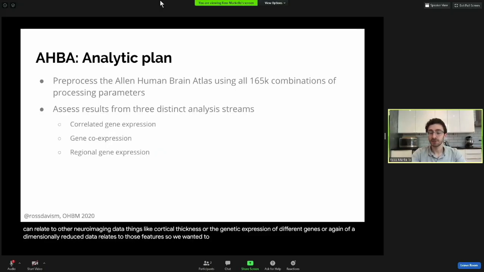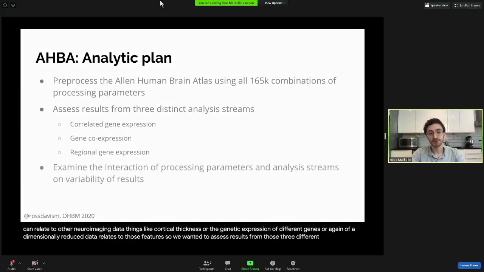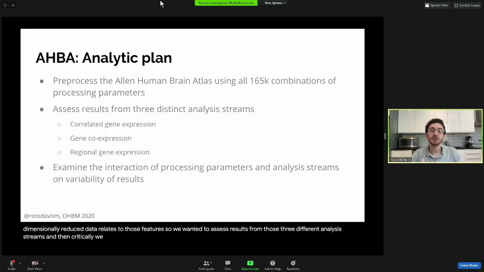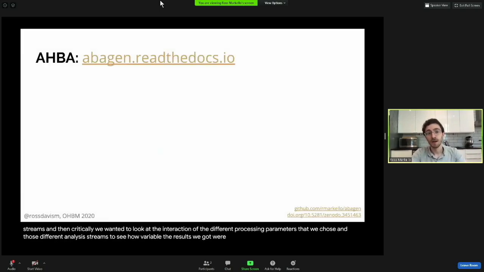So we wanted to assess results from those 3 different analysis streams. And then critically, we wanted to look at the interaction of the different processing parameters that we chose and those different analysis streams to see how variable the results we got were. So in order to process all 165,000 pipelines, we needed some software such that we could do it reproducibly, reliably, and efficiently. And so our lab developed a software that we've called Abagen.